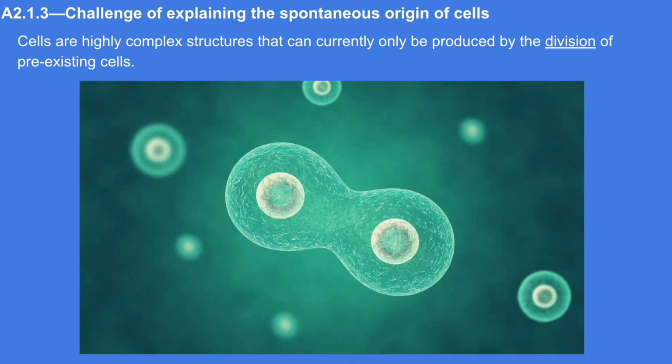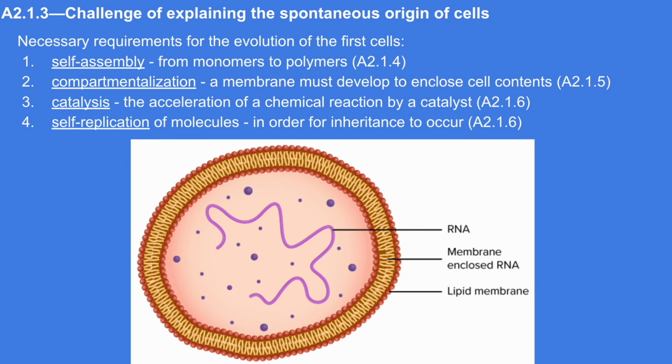Okay, so if cells can only come from division of pre-existing cells, we're going to need to overcome these 4 requirements in order for the first cell to form. We're going to need to figure out how to have self-assembly, okay, from simple monomers into more complex polymers. Okay, we need to figure out compartmentalization. How do you separate the cell from the environment? Okay, we need to figure out catalysis so that chemical reactions can be accelerated to allow for life. And we need self-replication to be able to occur for inheritance so that once life evolves, it can continue to pass on life to another generation.